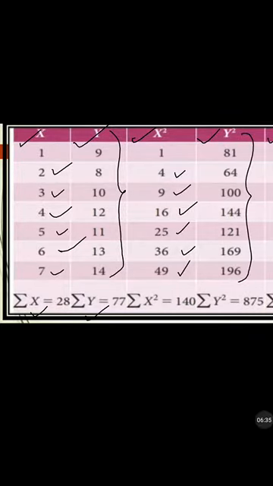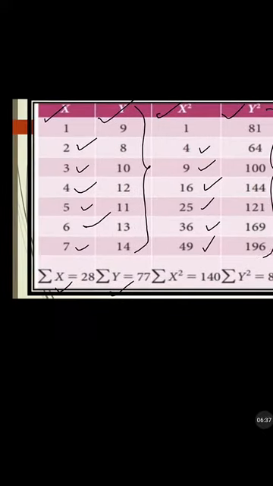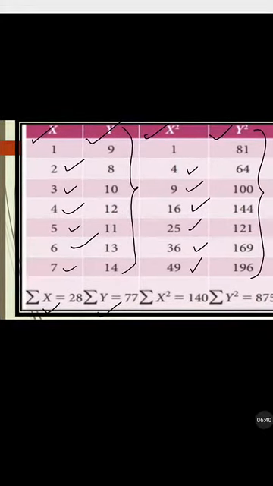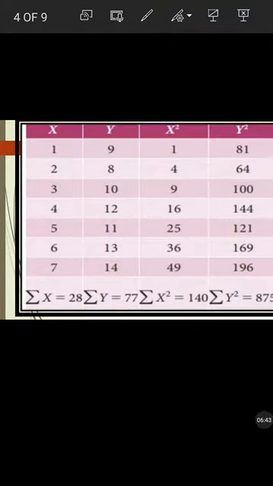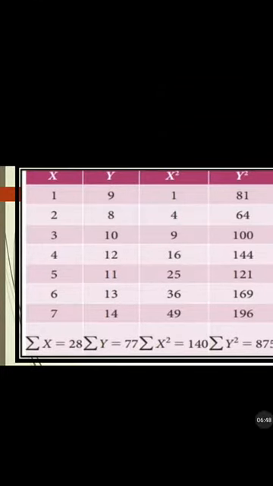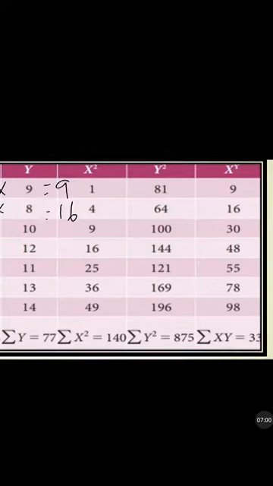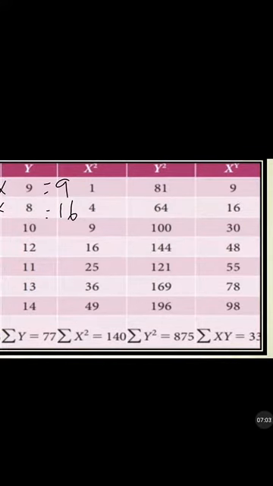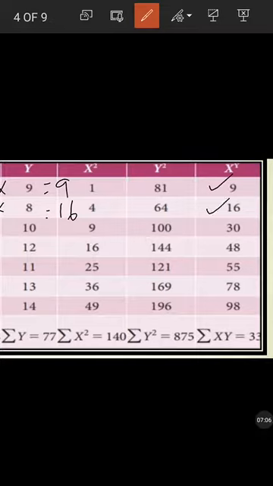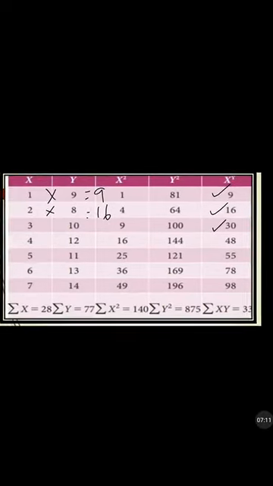Okay, so next finally x into y. So x into y means we have to calculate x values into y values. So x into y, 1 into 9 is equal to 9. Similarly 2 into 8 is equal to 16. Then 9, then 16, then 30. So similarly we have to calculate the xy values for all these values.